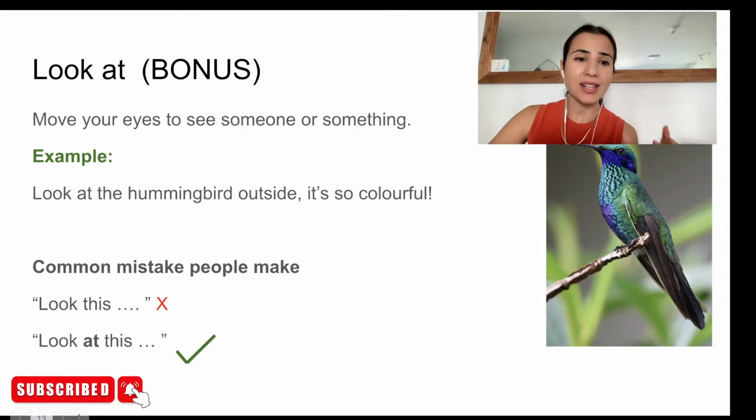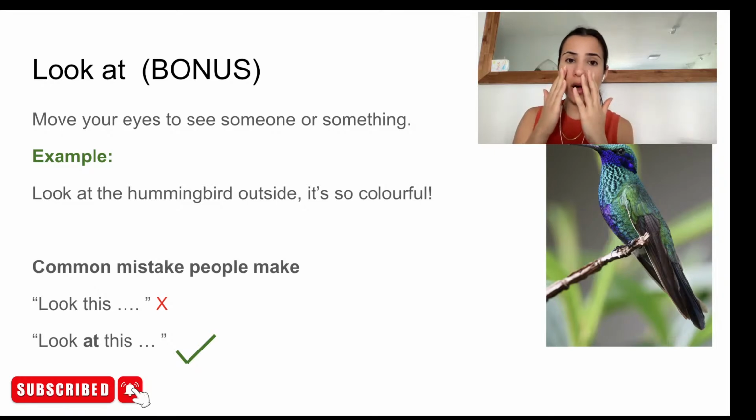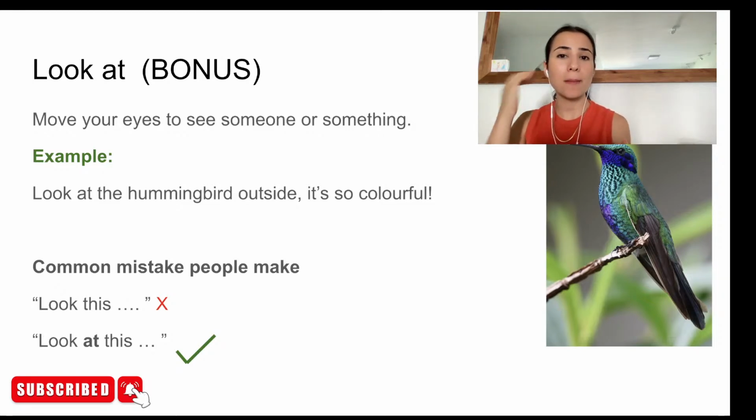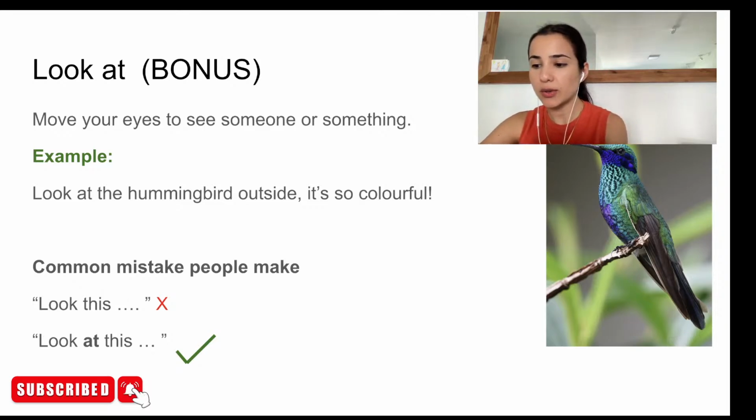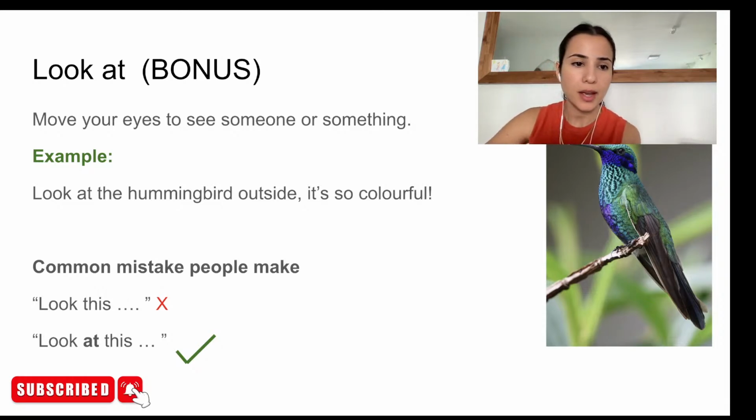We're going to use at when we're talking about moving our eyes towards something in order to see it. We're going to say look at. Look at this book. Look at my hair. Look at that bird. Okay? I am looking at you always. Perfect. Really good one. The example here: look at the hummingbird outside.